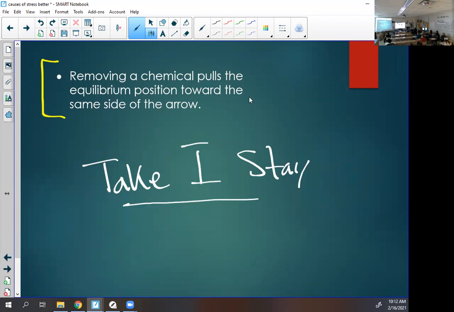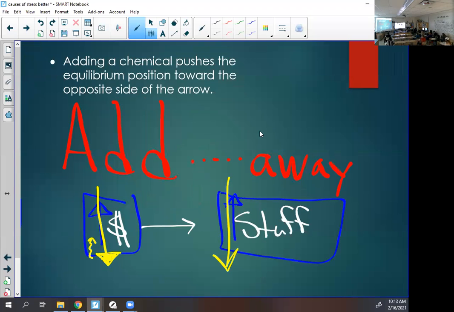All right, if I remove the chemical, it pulls the equilibrium position towards the same side of the arrow. Okay, so there's two phrases I want you to remember. They are "take, I, stay." And then the first one was "add, away." If you put in that order: add, away, take, I, stay.